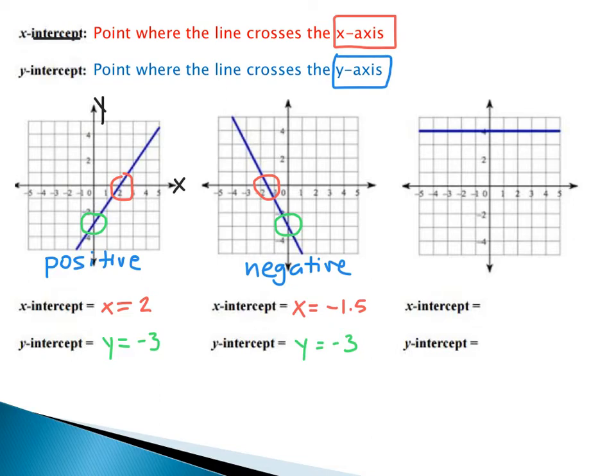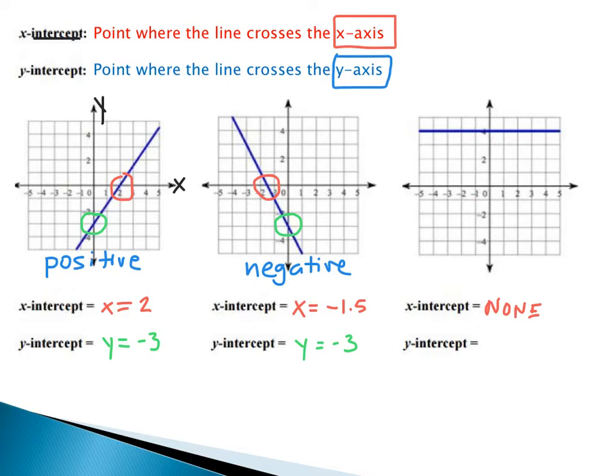Now, the last one. Here's my line in blue. The x-intercept: where does it cross the x-axis? Well, if you notice, it doesn't cross the x-axis. So is there an x-intercept? In this case, there is no x-intercept. So does a line have to have both an x-intercept and a y-intercept? No. Sometimes it might not cross that axis. But in this case, it does still cross the y-axis.